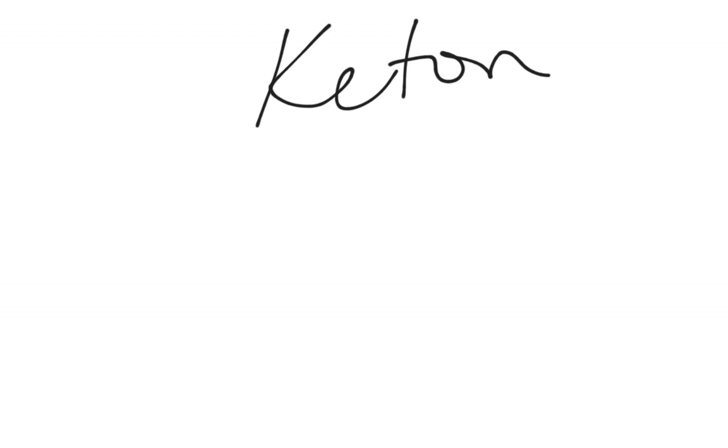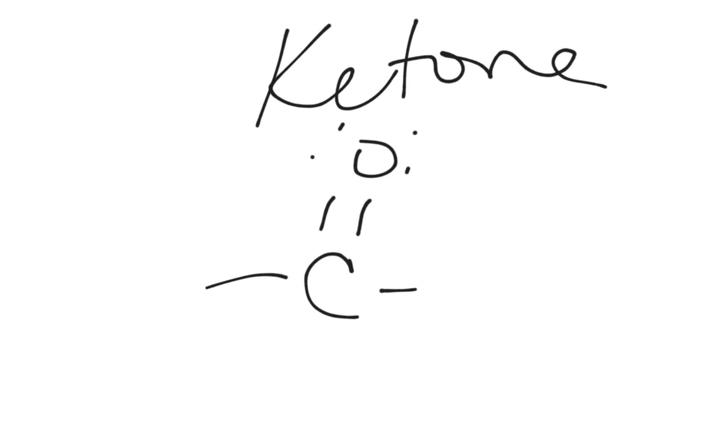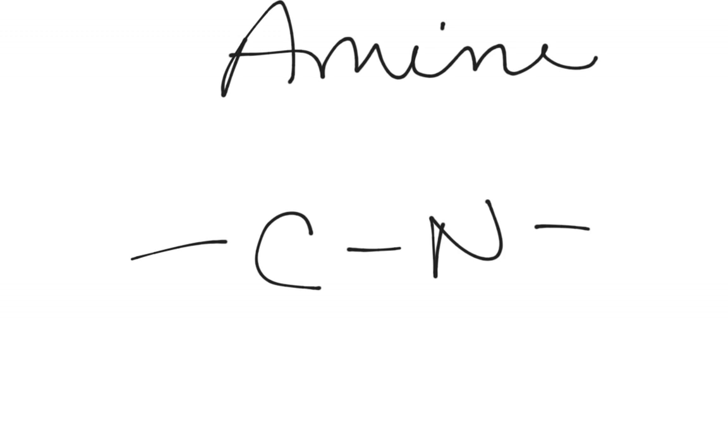A ketone is just a carbon which is bound to stuff and double bonded to an oxygen. And lastly, we have an amine, and these things are stinky. They smell horrible. That's carbon bound to a nitrogen. Okay, so those are our 6 functional groups. So let's look at some things and figure out what we've got.